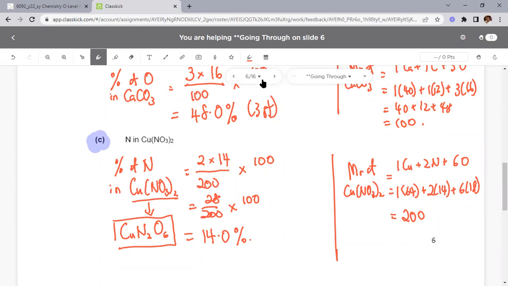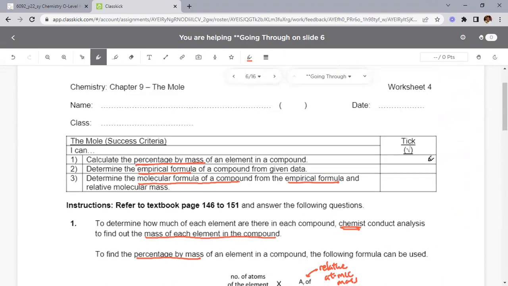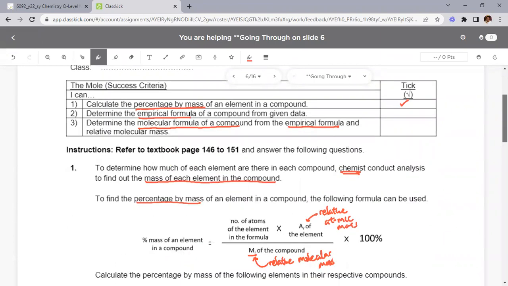So we have actually done this percentage by mass of the element, which is important, because the next 2 parts will depend on this percentage by mass already. Okay, let's go on.